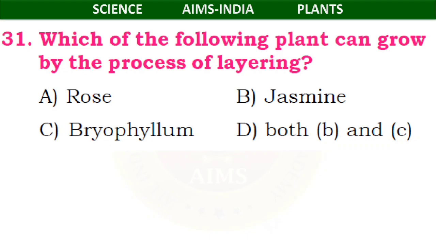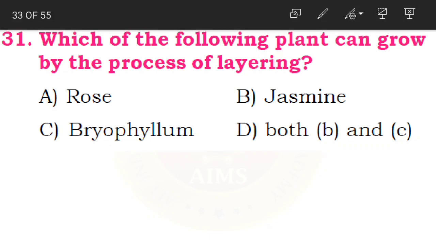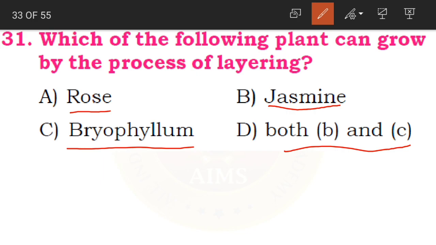Which of the following plants can grow by the process of layering? Yesterday I explained what layering is. We take the stem from the mother plant and, without cutting it, we reproduce another plant from the same stem. Okay children, this process is called layering. Which of the following plants can grow by the process of layering? Option A rose, B jasmine, C birophyllum, or D both B and C, that is jasmine and birophyllum.